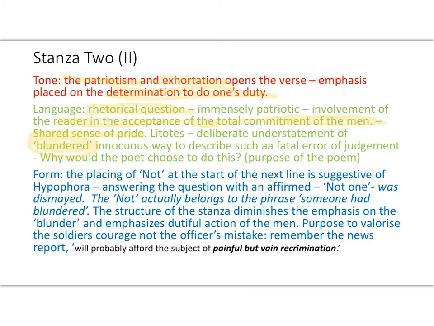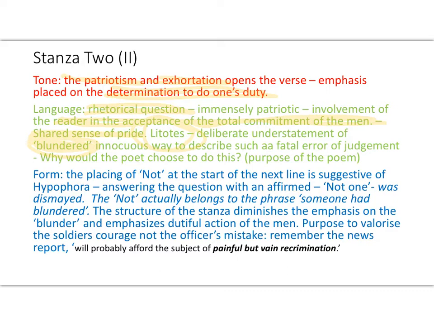And the word that I've chosen to use here is innocuous. Innocuous is a word that means that something is harmless. Now you know that this mistake was not harmless. You know that it was fatalistic. It was a tragedy. But describing it as a blunder makes it seem harmless. And what the poet is doing here is using a particular technique called litotes, which means deliberate understatement. So instead of saying someone had made a catastrophic mistake, he says somebody had blundered.